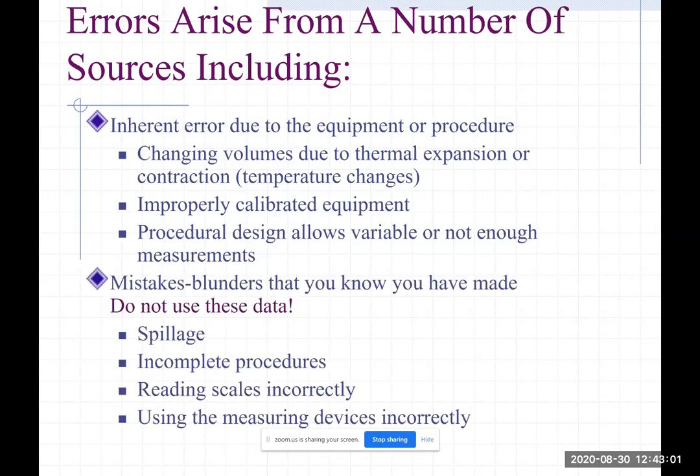The other issue is mistakes and blunders that you know you've made, and usually in the lab when students make mistakes, they know they've made mistakes. When they've been sloppy, they know they've been sloppy. That data should absolutely not be used. You can have spillage, you can have incomplete procedures, you can be reading the scales incorrectly, you can be using the measuring devices incorrectly, typically because someone's just in a hurry and they don't take the time to do the experiment correctly, and so their data turns out pretty bad.